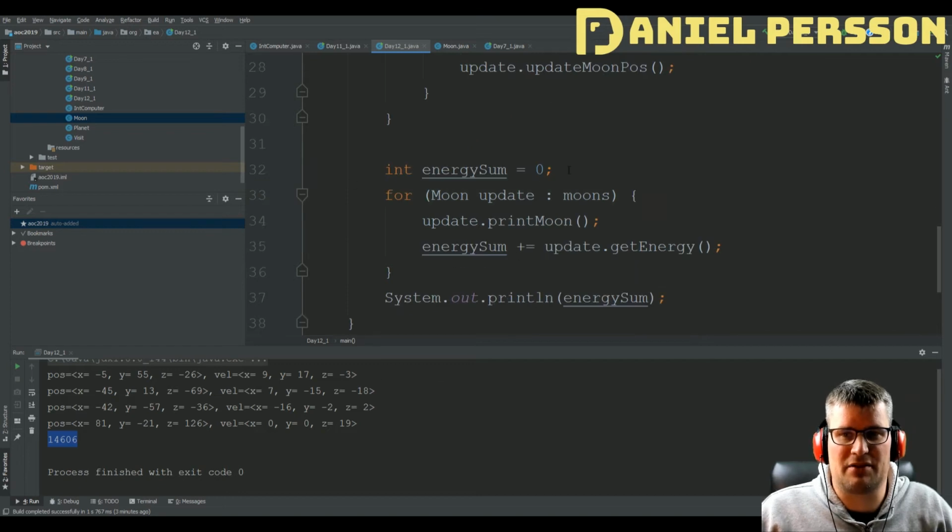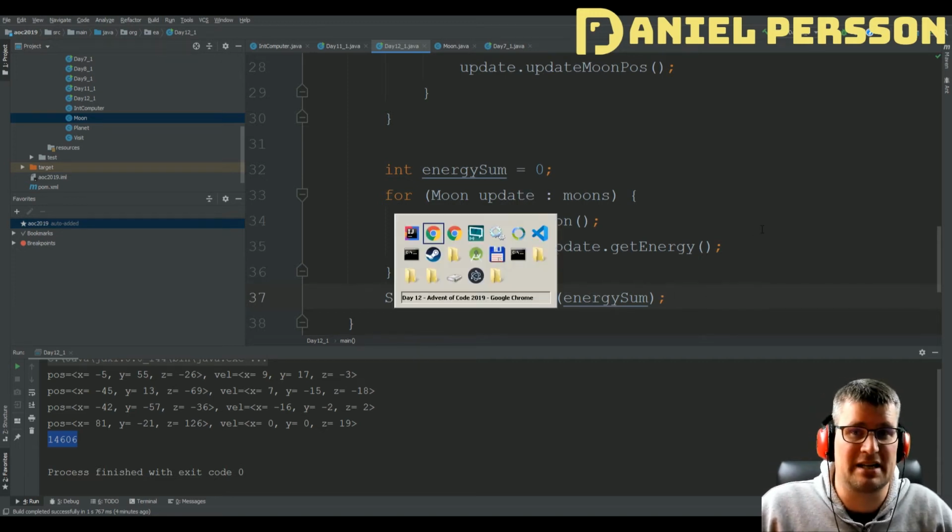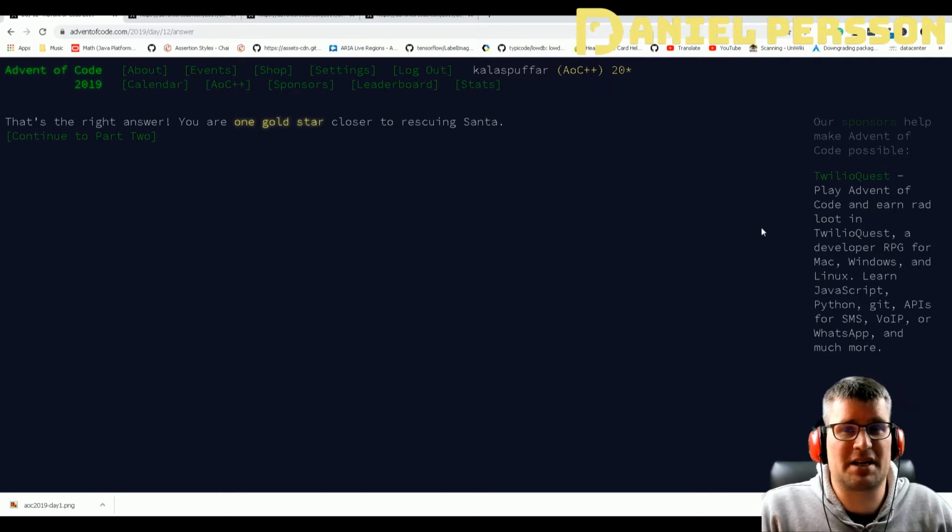And then I have this energy summation down here. The energy sum is equal to 0. I go through each moon, I print the moon, and then I get the energy for that moon, update the sum and print it out. So that was the solution for the first part of today. I'll read up on the second part and I'll get back to you when I know what to do.